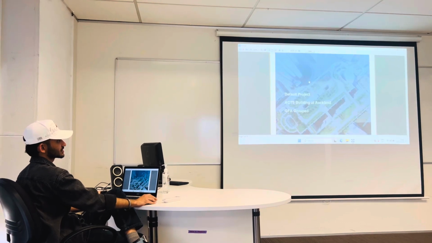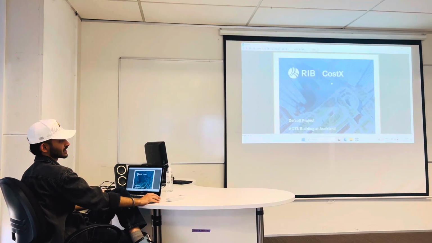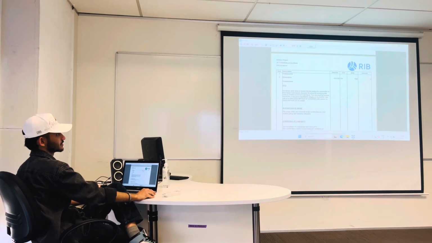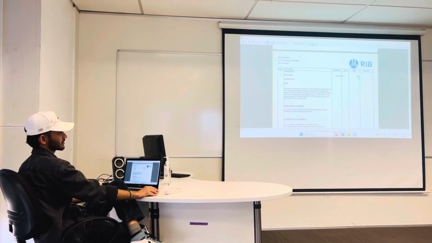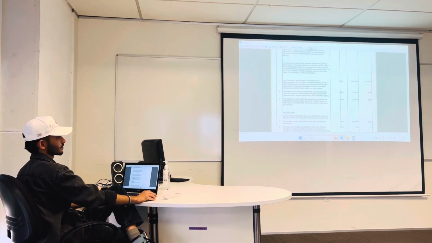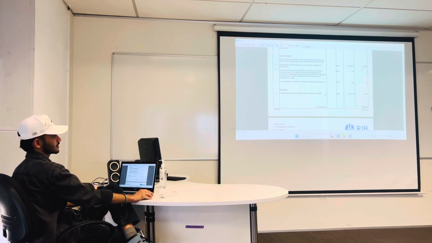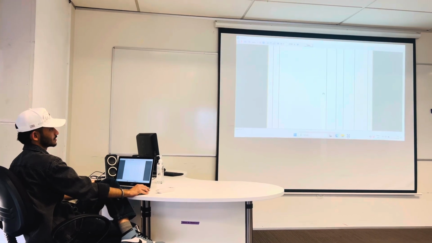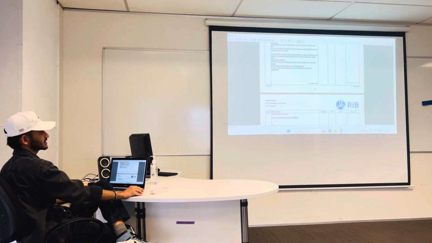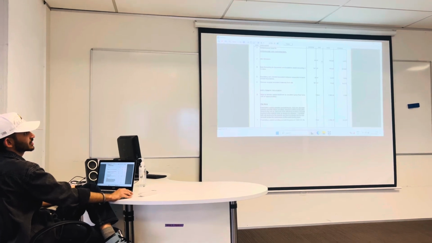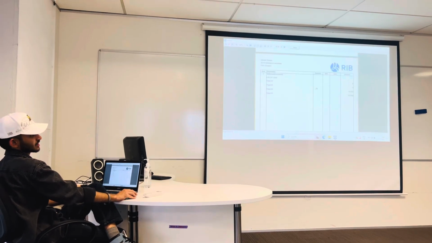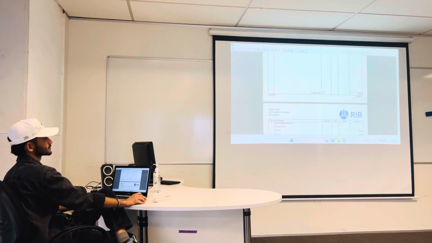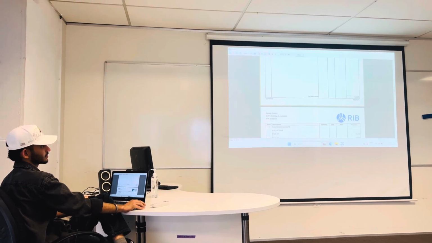So the CostX provides you the whole book of the SOQ which we have just created. So it is mentioned as this. So starting from preliminaries, quantity, they have rate mentioned. So this is the whole SOQ with the quantity, unit, rate and amount. Thus, quantity surveyor can do work, and that's it.